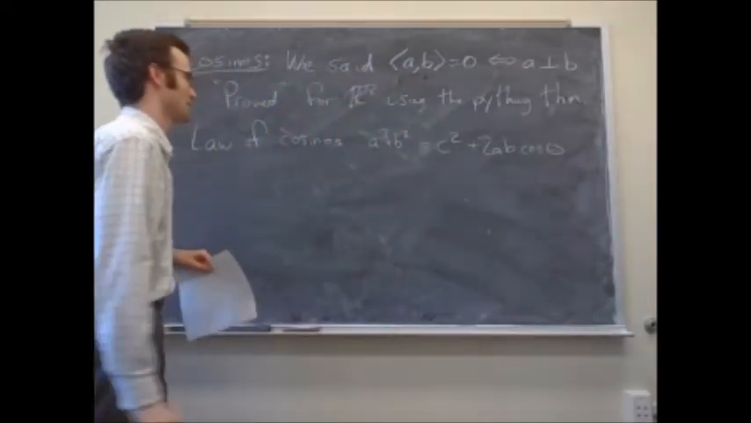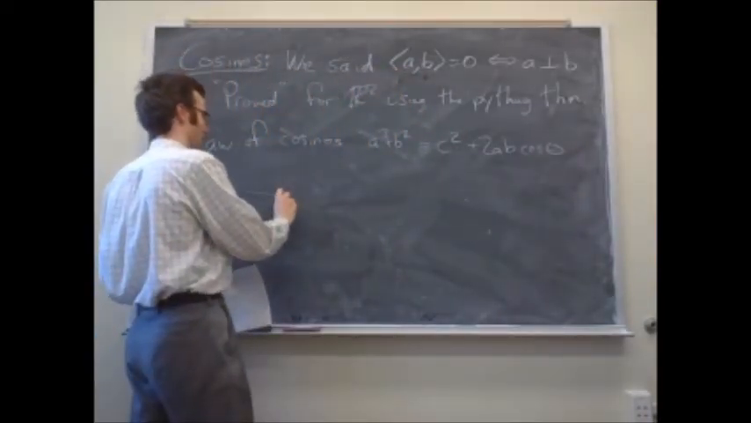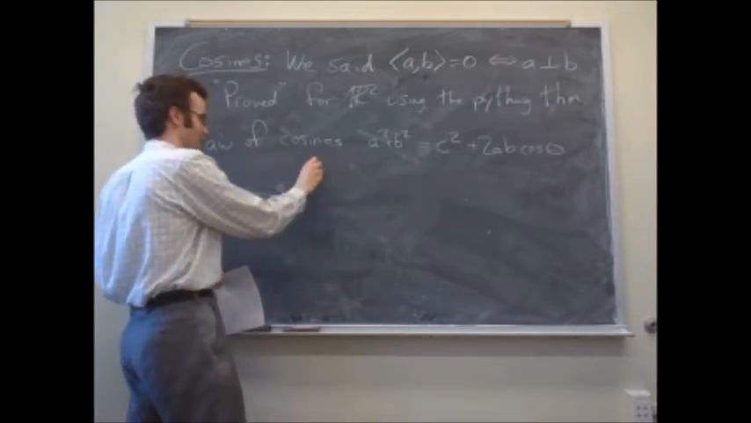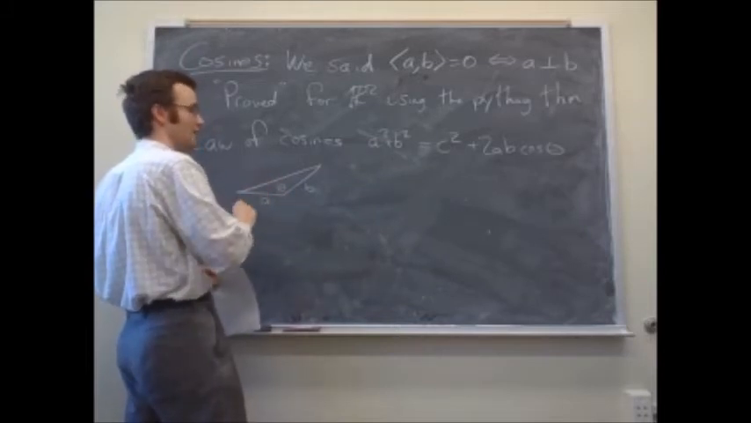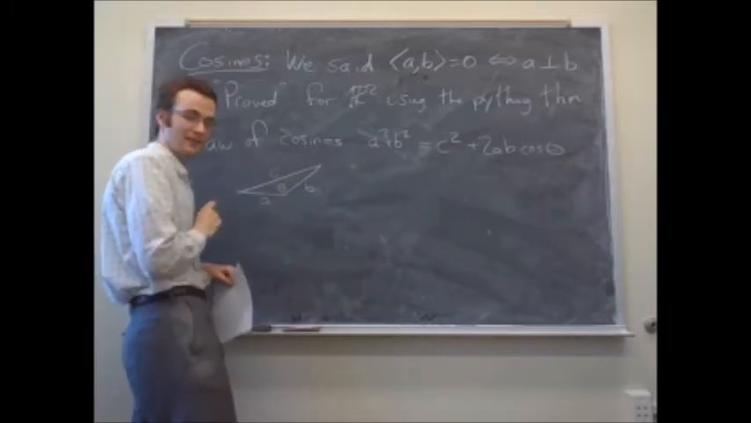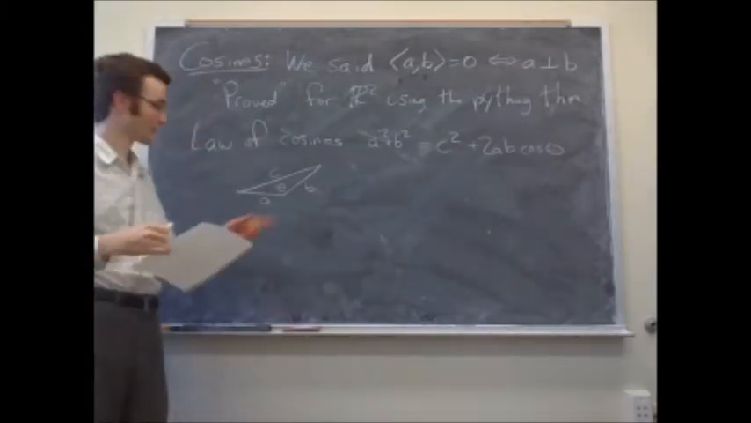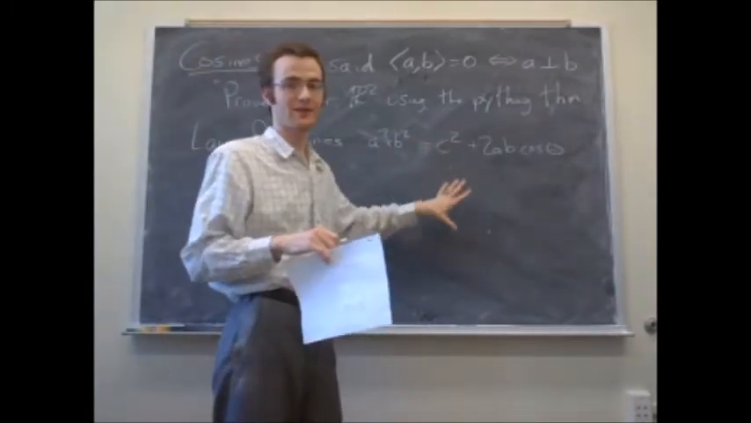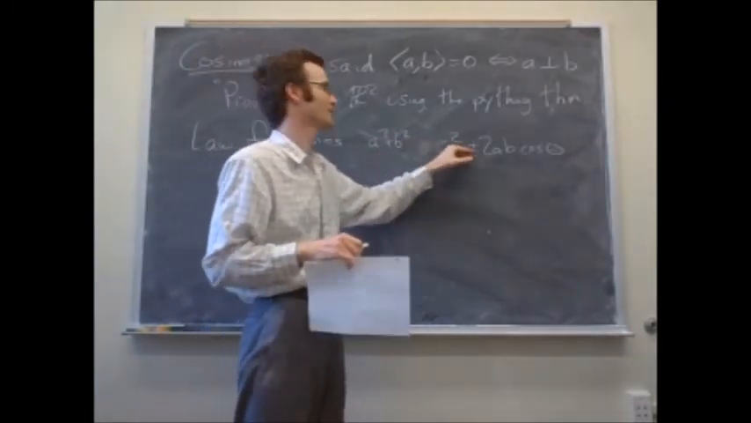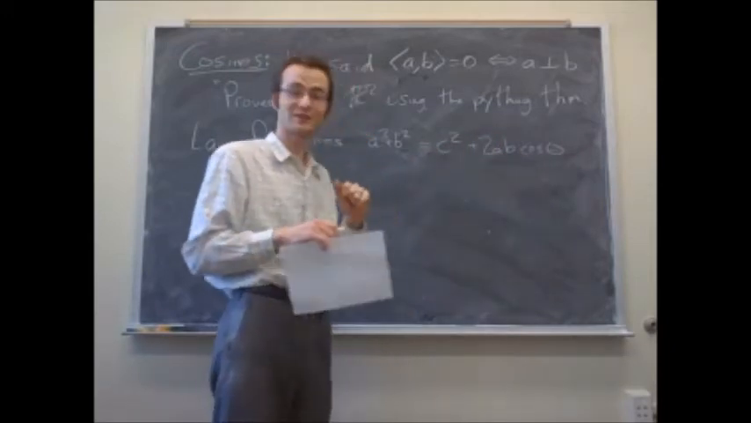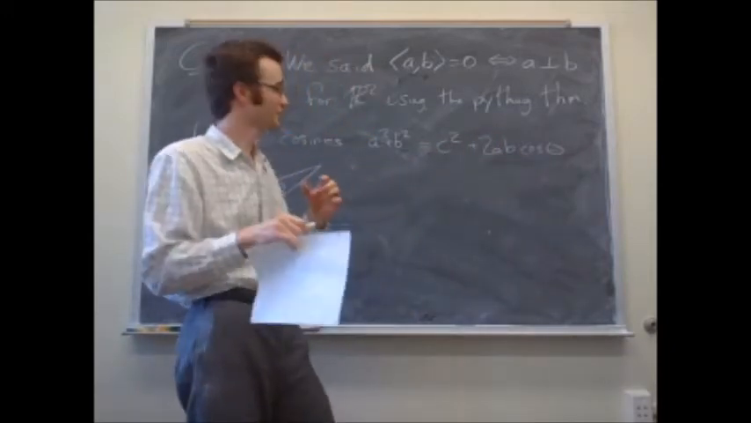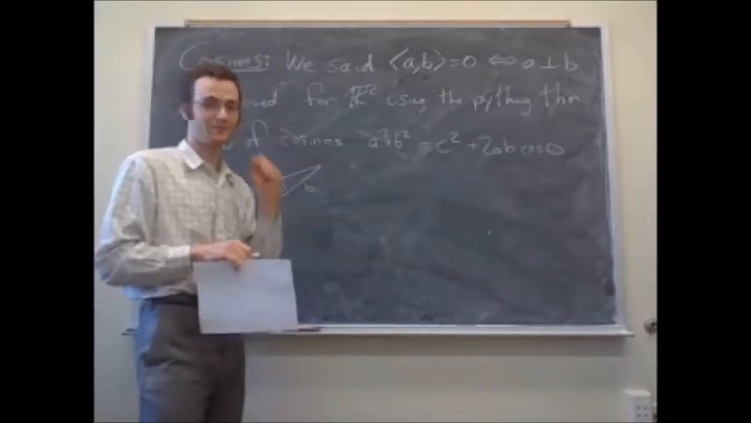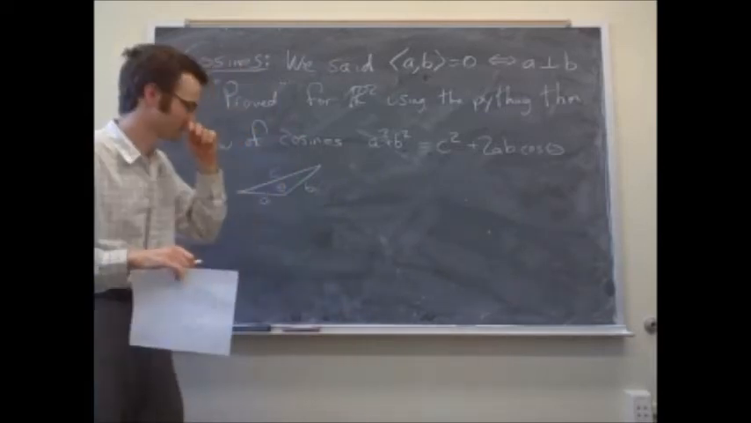So this says that if you have A and B with an angle theta between them, and this side is C, so now we have an arbitrary triangle rather than a 90-degree one. It's more complicated, but the equation that we get is a squared plus b squared equals c squared plus 2ab cosine theta. If cosine is positive, then c is a little smaller. If cosine is negative, then c is a little bigger, as we would expect from this picture.